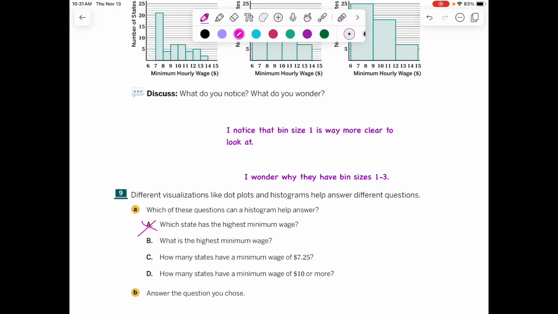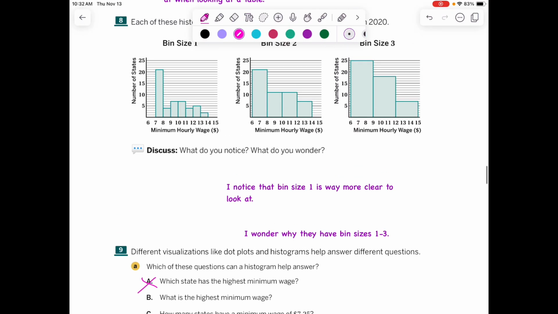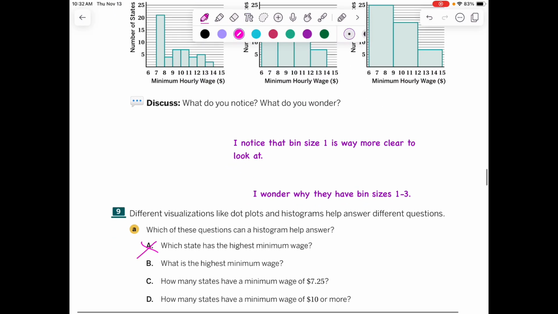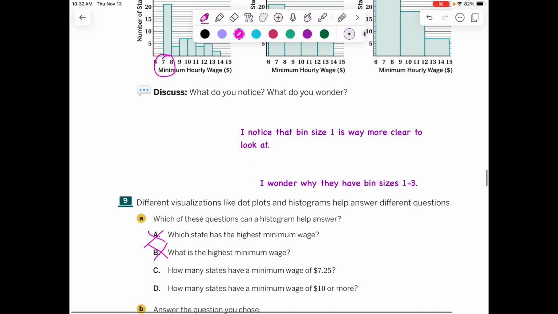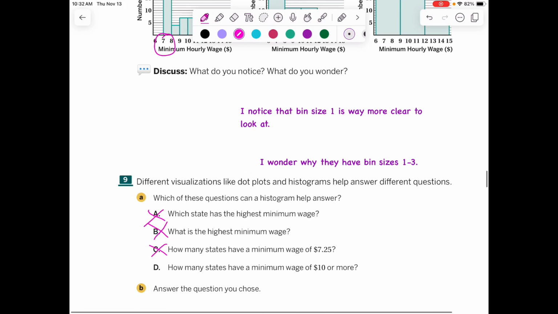Letter B, what is the highest minimum wage? We don't know exactly what it is. We know it's in between 13 and 14, but we don't know the exact highest. So that one also is not helpful. Letter C, how many states have a minimum wage of $7.25? Again, there's no $7.25 on here. It goes from 7 to 8, so we could kind of guess, but we don't know exactly. So that question is also not helpful.